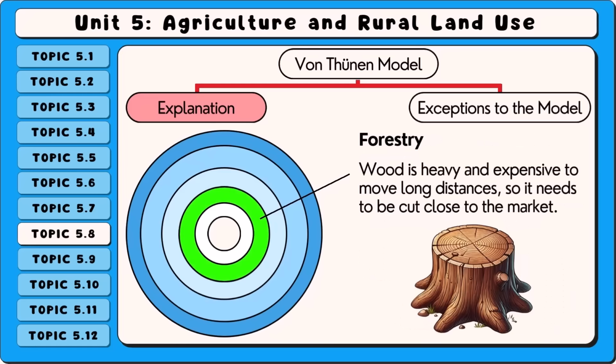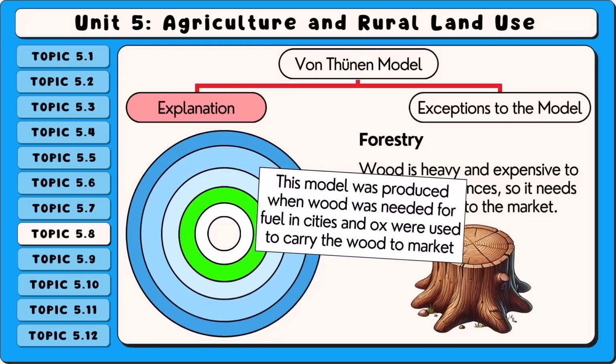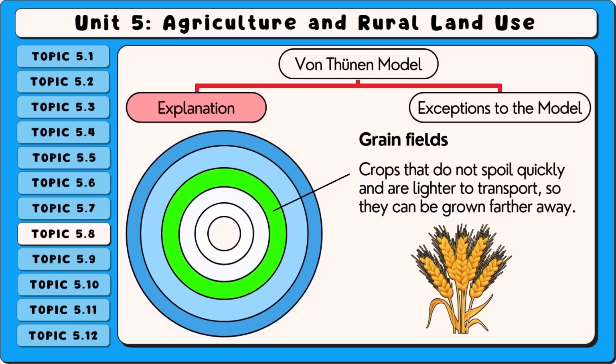The next ring is forestry, since wood is heavy and expensive to move long distances, so it needs to be cut close to the market. Just a quick note here. This model was produced when wood was needed for fuel in cities, and oxen were used to carry the wood to market. Today, with better transport and different purposes for wood, it is unlikely to find forestry so close to a city. Okay, let's look at the next ring.